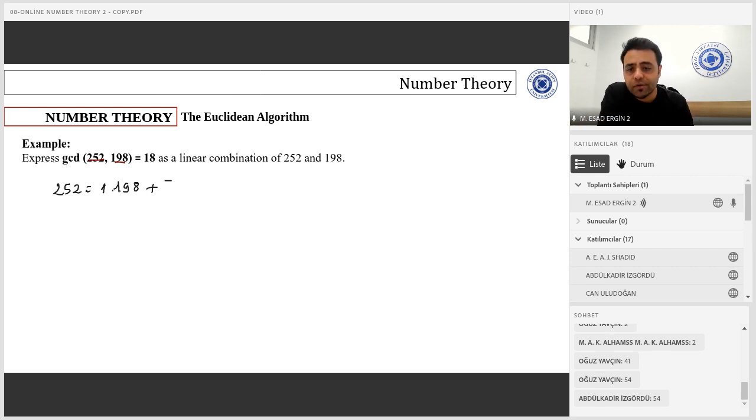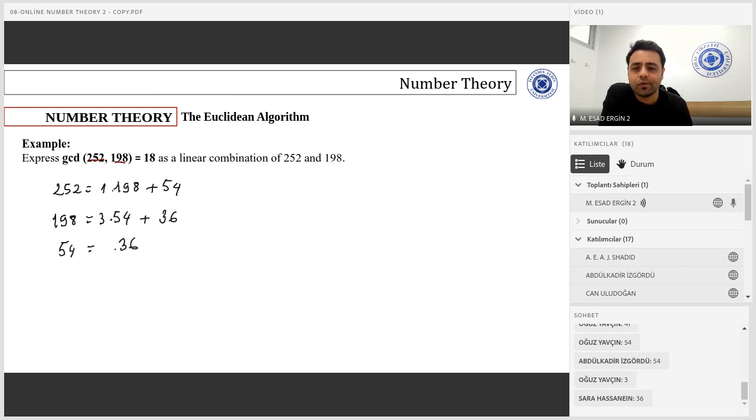It's 54. And now, continue with 198 equals 54. How many times do I have 54 inside of this one? 3. And plus, what is the remainder? It's 36. Great. So this 54 equals 36.